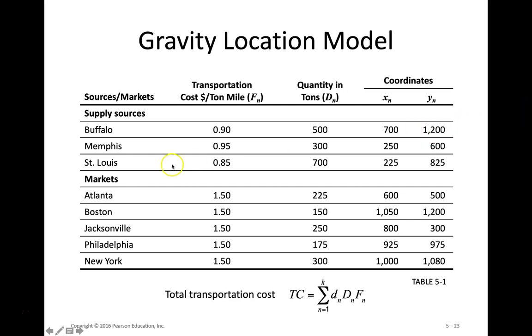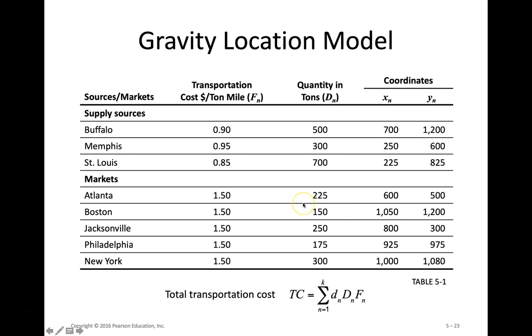Now, the x coordinate for Buffalo is 700. The y coordinate for Buffalo is 1200. And for Boston, the x coordinate is 1050 and the y coordinate is 1200. Y coordinate is essentially the height, and x coordinate is the distance from the y axis. You can see that approximately the origin is somewhere in California. That's how these numbers have been calculated.